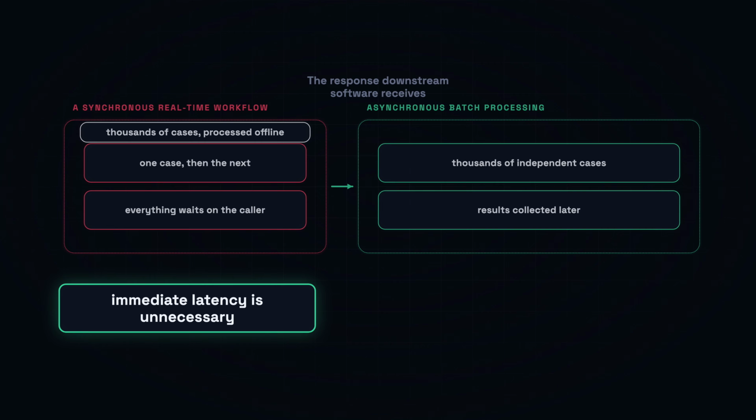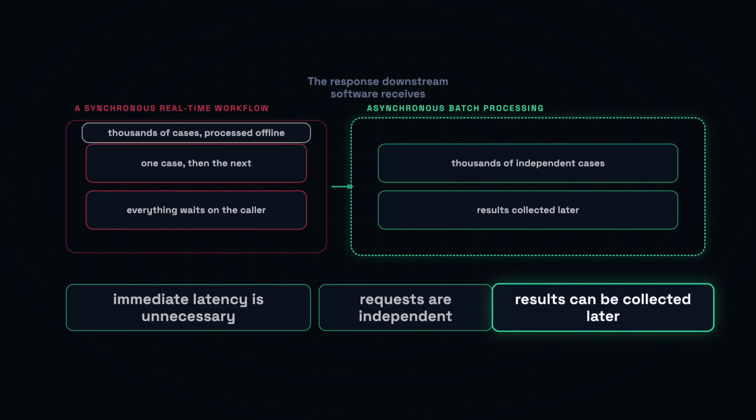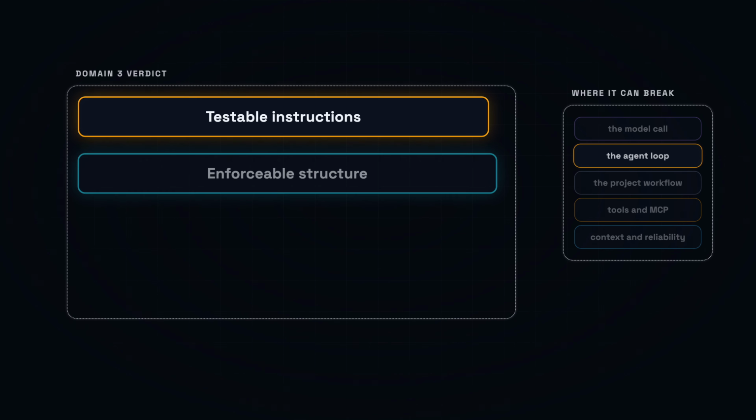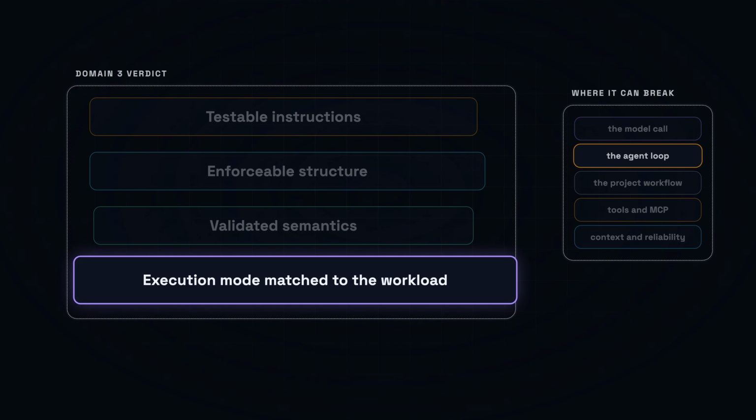Requests are independent and results can be collected later. Sometimes a question looks AI specific, while the correct answer is ordinary workload architecture. Domain 3 verdict: testable instructions, enforceable structure, validated semantics, and execution mode matched to the workload.